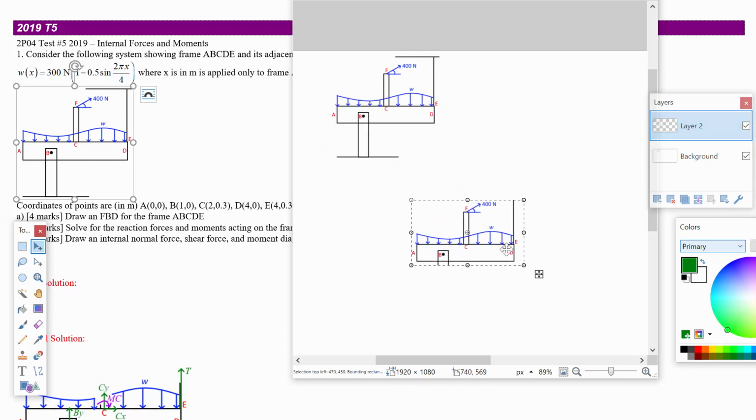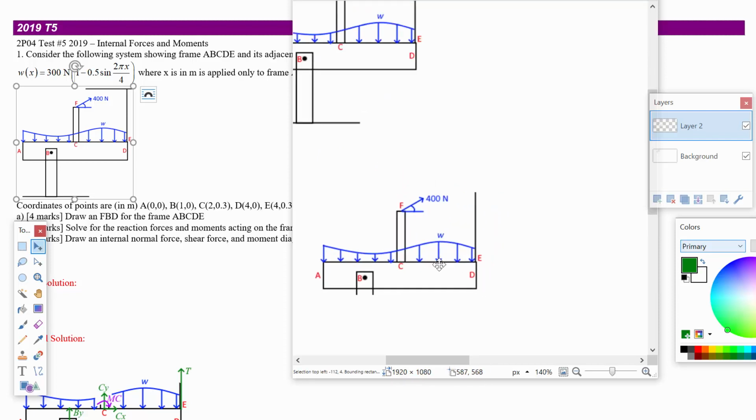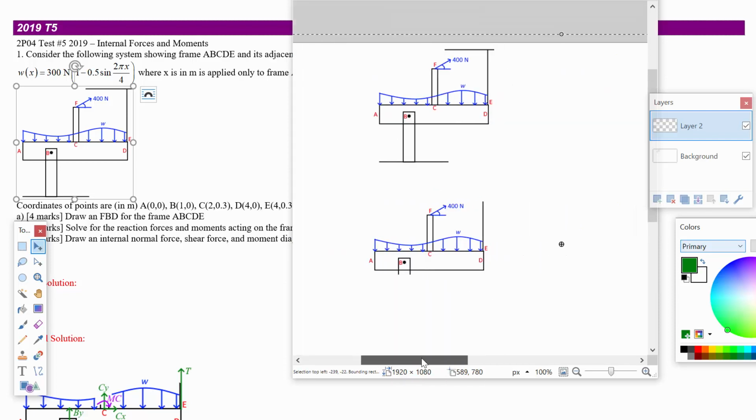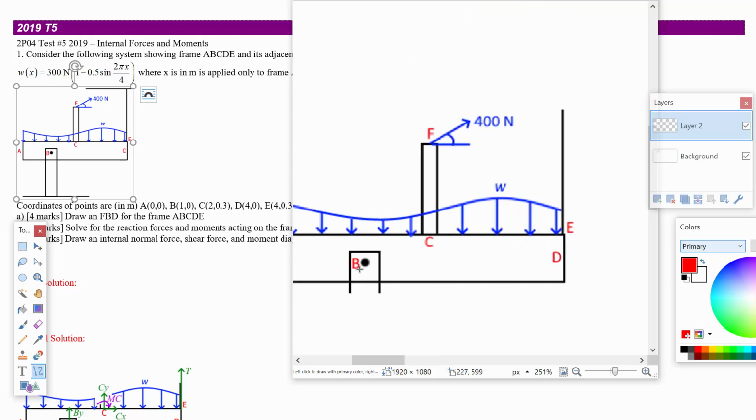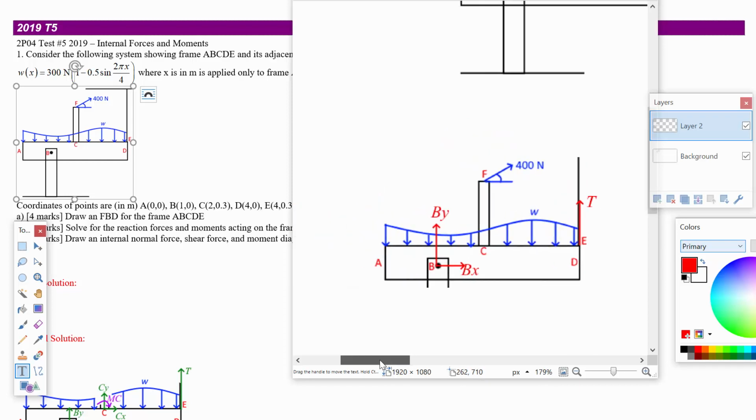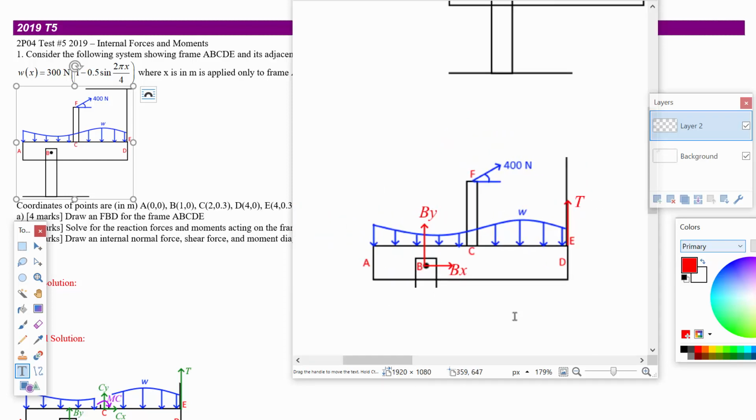Okay, so it's this whole shape there, and then what I want to do is draw the external reaction forces that are on this thing. So we've got Bx there, and we've got the reaction force in Y. Let's call that By, and we've got a tension here at E. So let's call this the tension. Sure, why not? So there's our free body diagram for this whole thing.